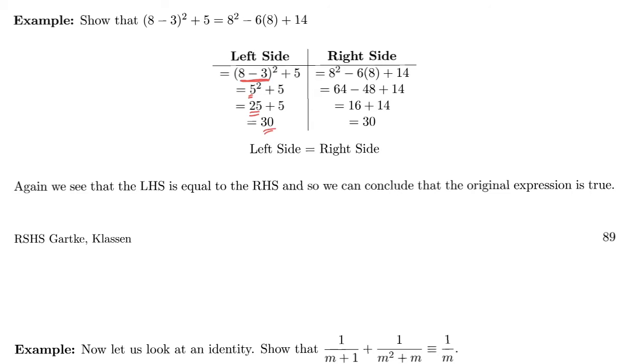On the right-hand side, I've got these two terms here. I've got 8 squared, and then I've got this 6 times 8. There are two different terms here. Normally, I would do the power first, but they're in two different terms, so it doesn't really matter. So 8 squared is 64, and then 6 times 8 is 48. And now I'm just going to apply the subtraction and the addition in order, moving left to right. So 64 minus 48 is going to be 16. And then I add 14 to that, and I get 30. And there we go. Left side is equal to right side. So we conclude, like it says right here, that the original expression is true.